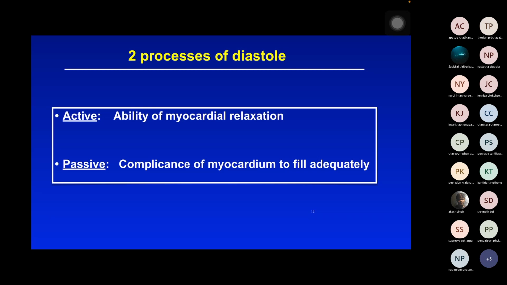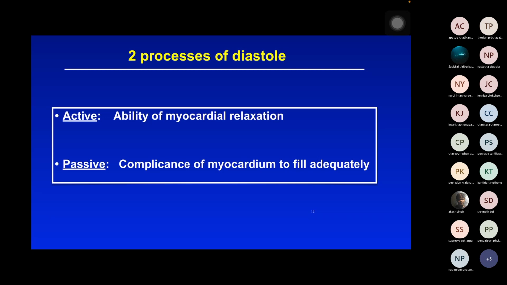The first one is the myocardial function. If the patient has something wrong or an abnormal component in the LV, for example a patient with cardiac amyloidosis, amyloid protein is deposited in the myocardium. This makes the myocardium stiff and quite tough to relax.